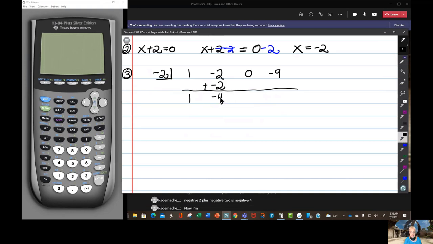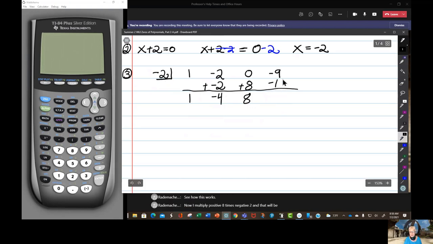Now I multiply. Negative 4 times negative 2 is positive 8. And now I add vertically. 0 plus 8 is 8. See how this works? Now I multiply positive 8 times negative 2, and that will be negative 16. I add vertically, and my last number is negative 25. Now, I'm going to draw an interesting little shape. It's a dashed lower half of a box going the other way from there. And I'm done.